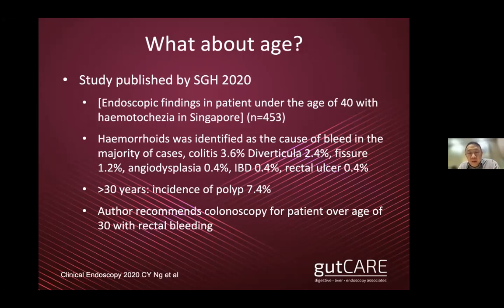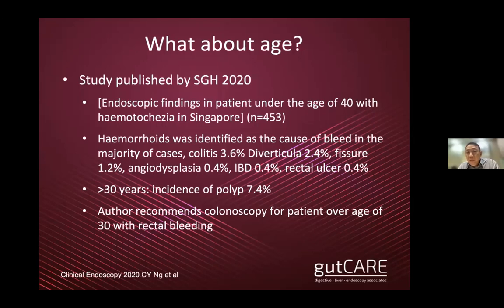They found that the incidence of adenoma was about 7.4%. And the alternative diagnoses to hemorrhoids: colitis about 3%, diverticular disease about 2%, fissure 1.2%, which is quite amazing. Fissure with no pain, just hematochezia. It's a bit funny, but that's what they reported. IBD 0.4%, rectal ulcer 0.4%.